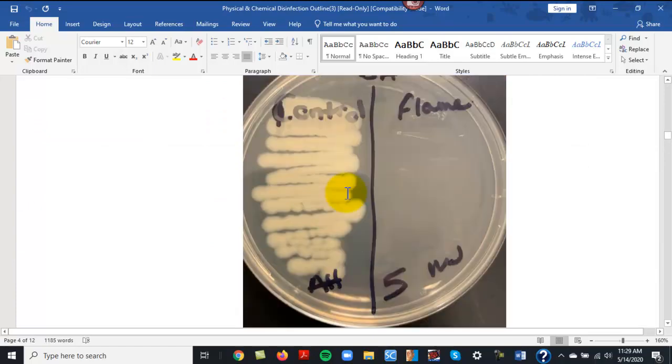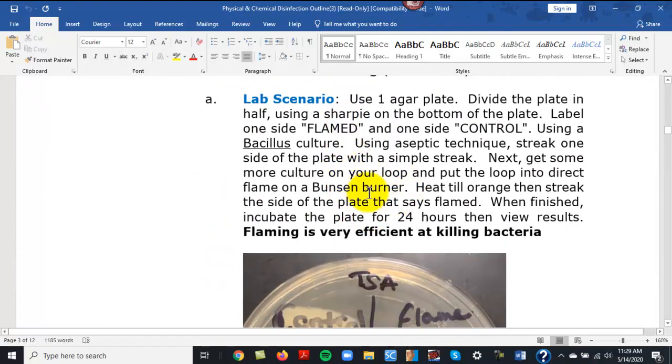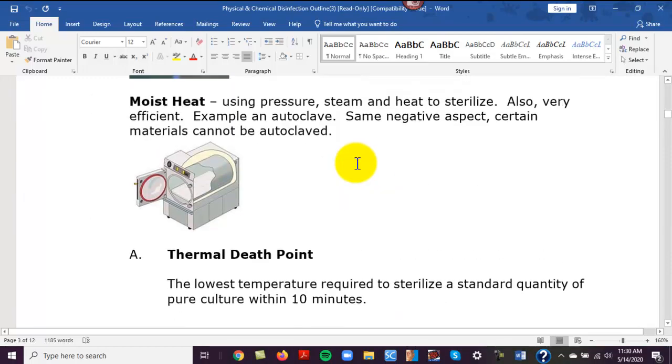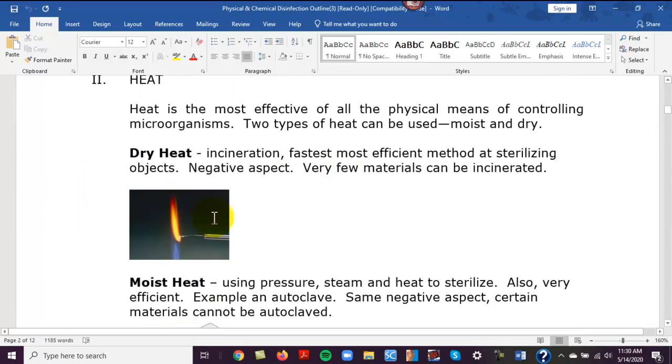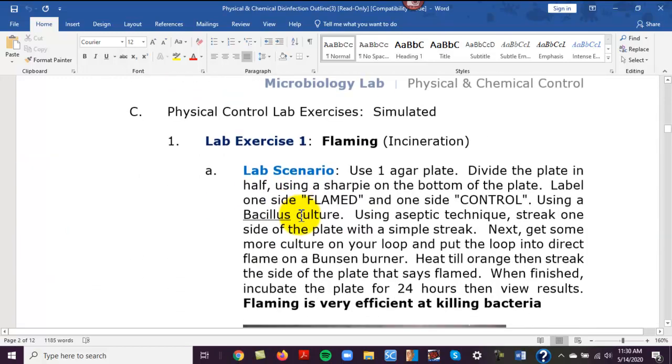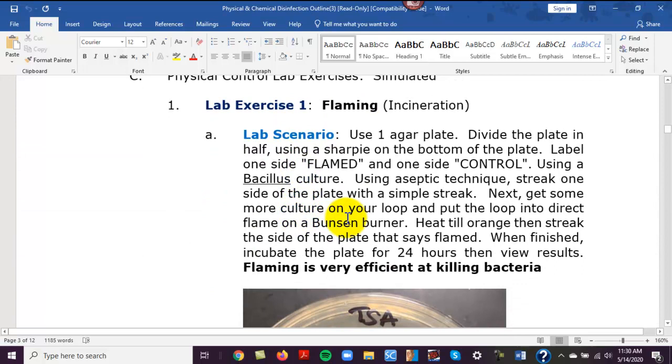So for this exercise up here, pretend you have a broth culture, and you're going to do a test to see, does flaming work? Does this part right here actually work in killing microbes? Now, what we've done in the past, we've used Bacillus. Now, that's actually a genus. Bacillus cereus, Bacillus subtilis, they are spore formers. So if you have a culture that's old, it's run out of oxygen and food, and it's formed some spores, it can be really hard to kill.